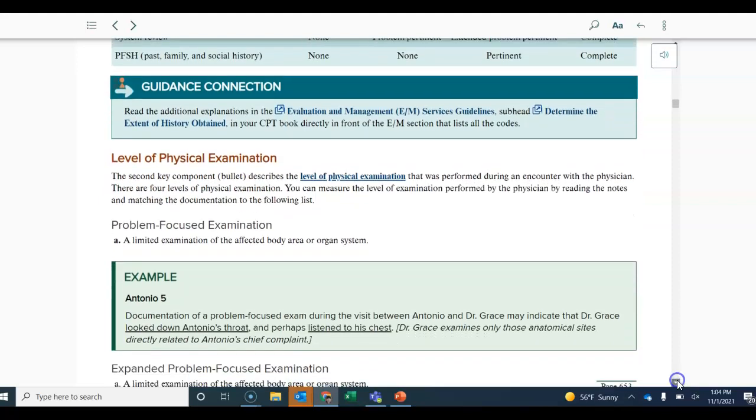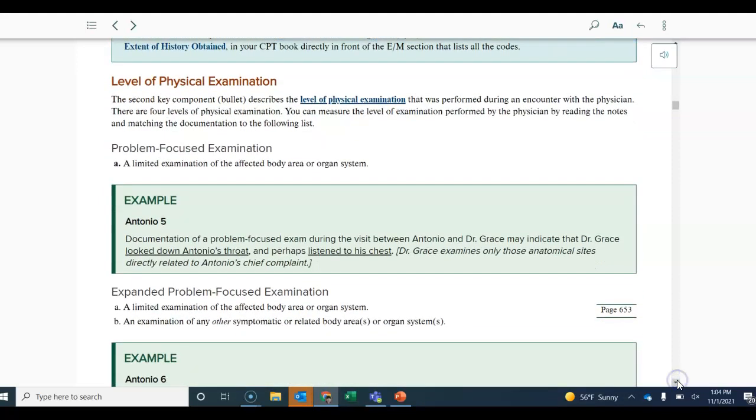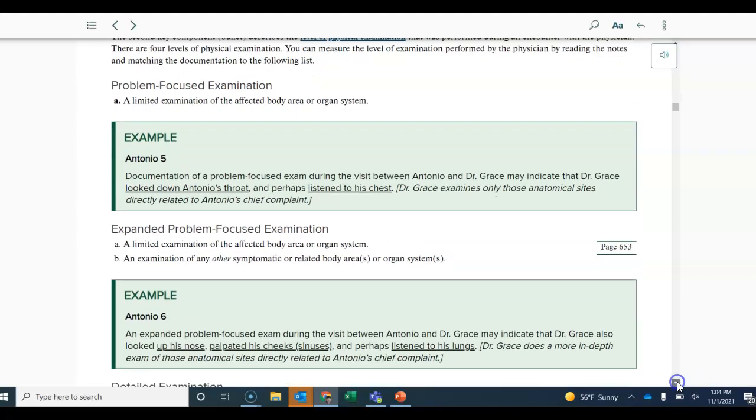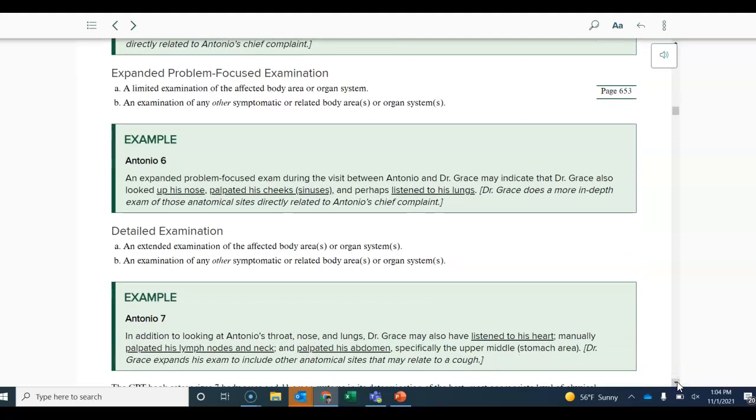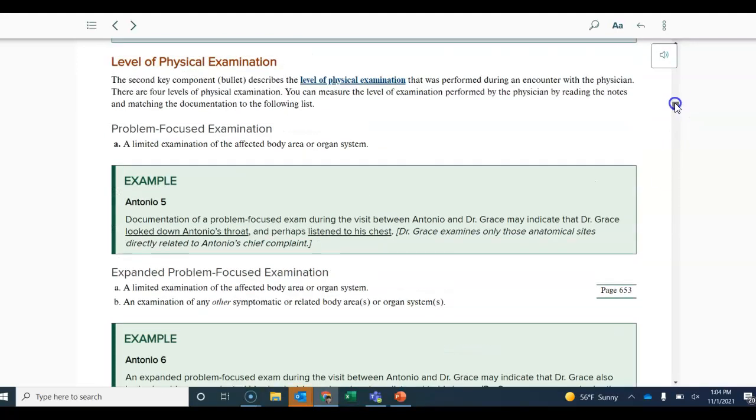Then we're going to go to exam. If you notice, the exam titles are the same as the history: problem focused, expanded problem focused, detailed, comprehensive. So same thing. History was just asking about your history of the body system. Now the physician is actually examining you. So back to that sinus infection. How many body systems are they looking at? Are they looking at your eyes? Are they looking at your throat? Are they listening to your lungs? Are they listening to your heart? Right there's 4.